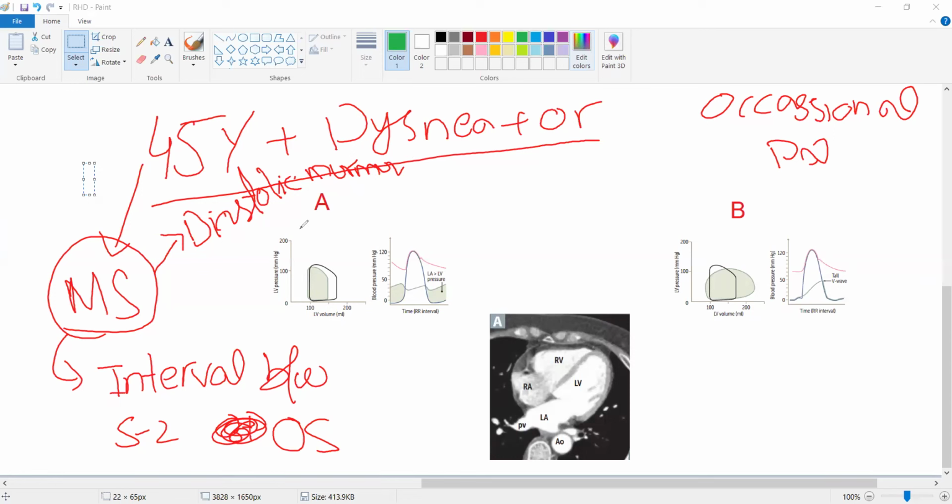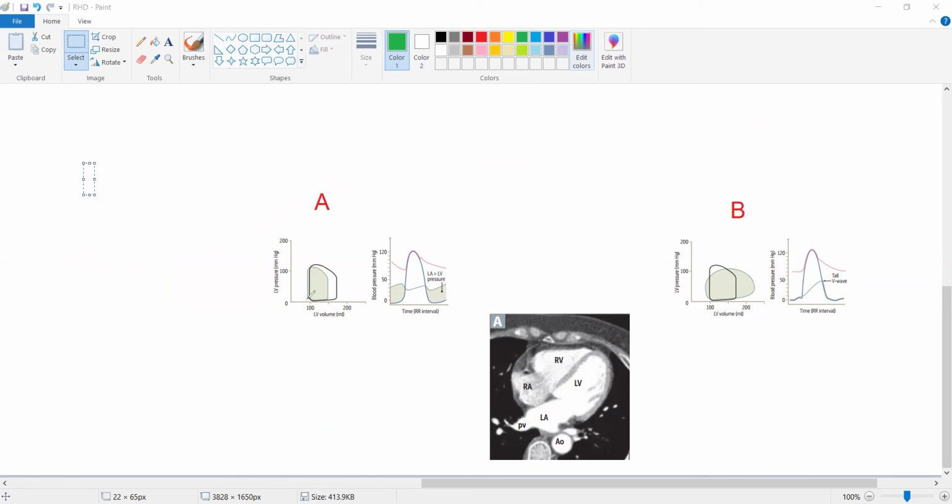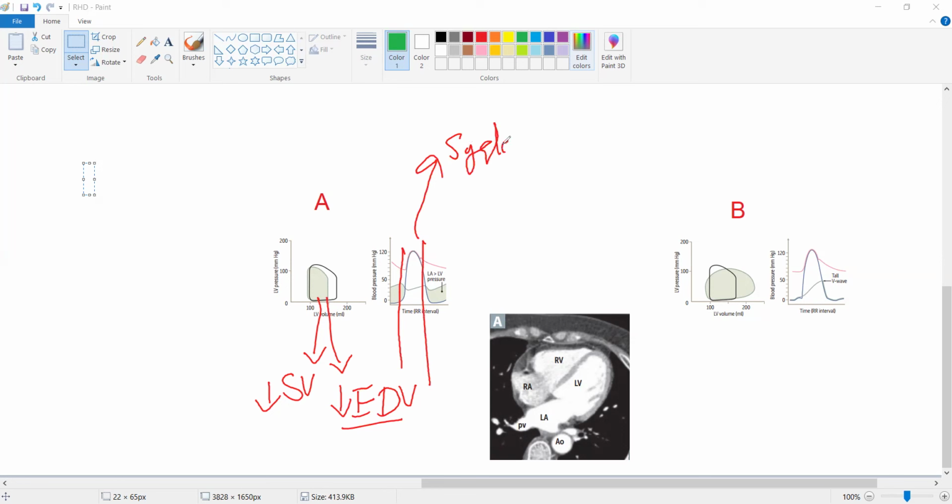Okay. So this pressure volume loop is the pressure volume loop of the mitral stenosis. So what happens in mitral stenosis? The stroke volume is decreased. What about end diastolic volume? It will also decrease, right? So what happened? This one is systole, and this remaining portion is diastole.